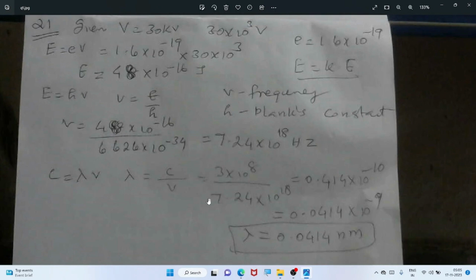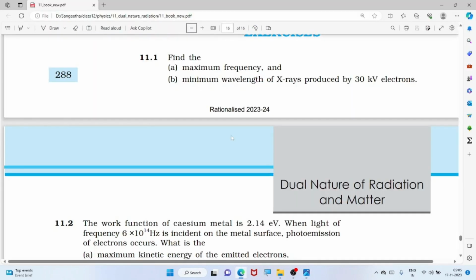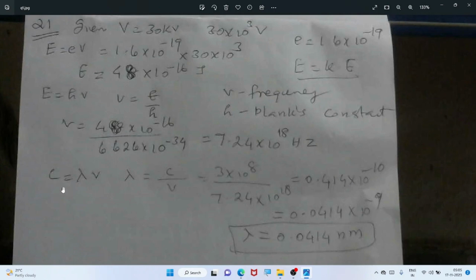Now after that they are asking for the wavelength. C equal to lambda v, lambda is the wavelength and v the frequency. Lambda equal to c by v, so we found the frequency here. Velocity of light is 3 into 10 power 8 meter per second. After substituting you get the lambda.